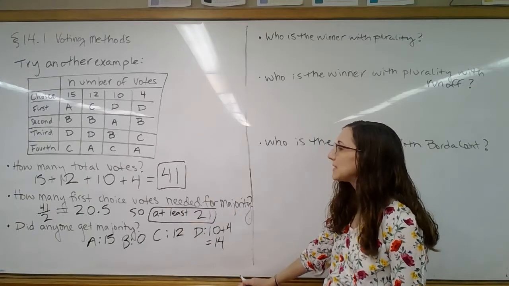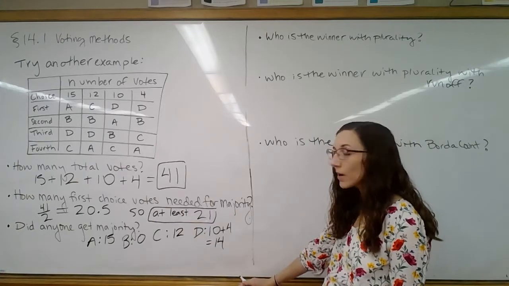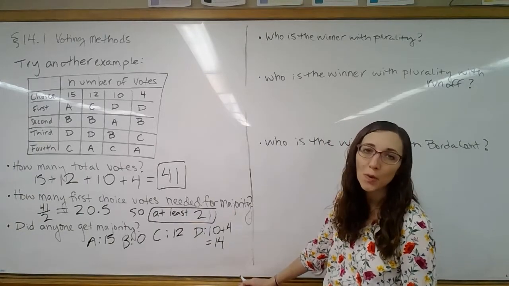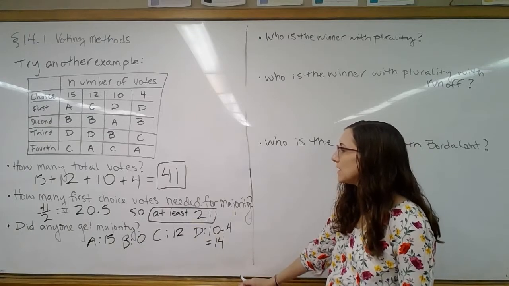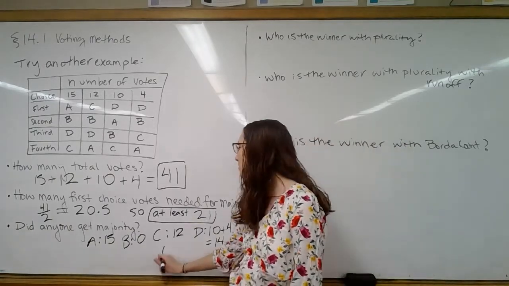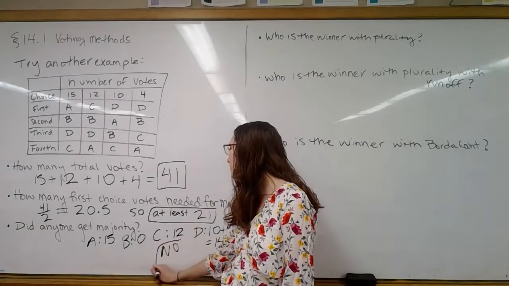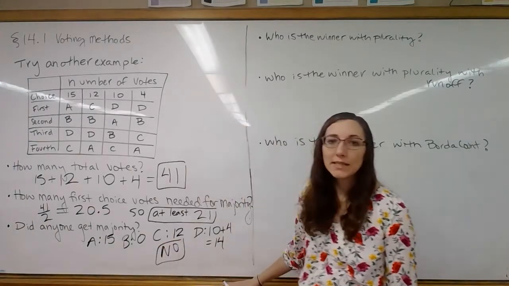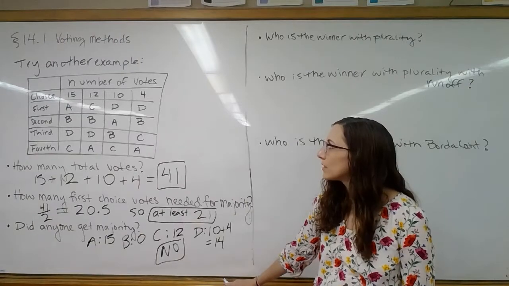So then our question is, did any of these candidates get majority? Majority was at least 21. 15, 0, 12, and 14, none of them are at least 21. So the answer there would be no. We did not have anyone with majority.